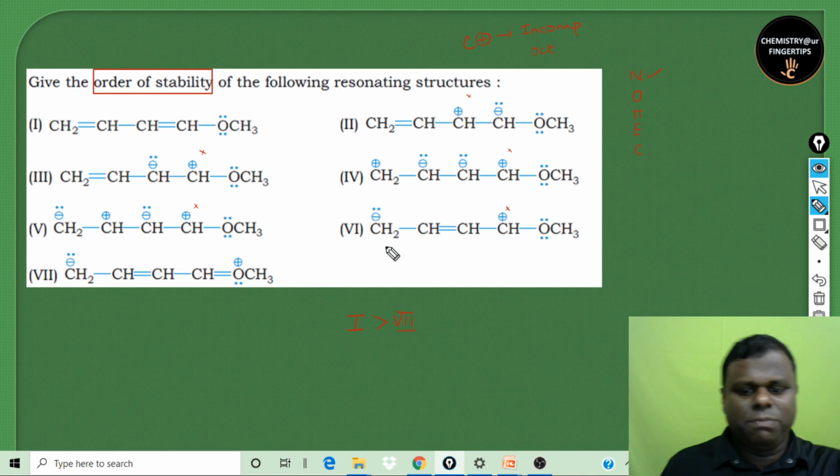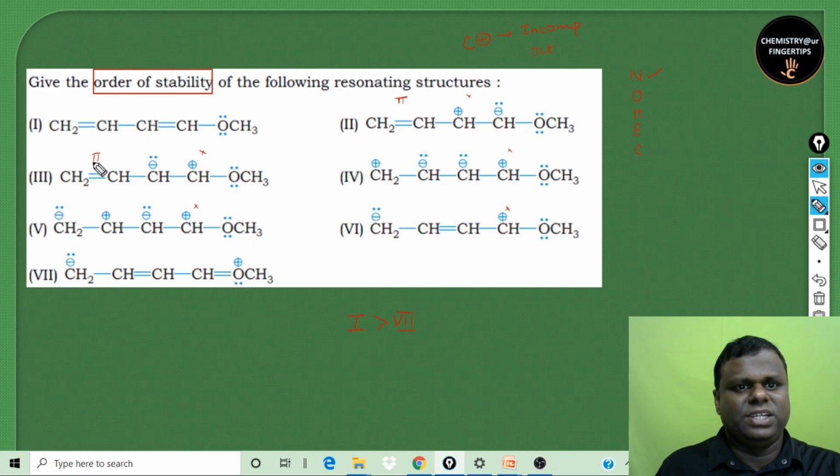Okay, now you have 1 and 7 together. Now let's talk about the remaining part. If you could see here, structures 2, then you have 3, and then you have the sixth one. There is 1 pi bond, 1 pi bond, 1 pi bond, and this is 0 pi bond, 0 pi bond. So definitely you are supposed to select between 2 and 3, right? And then 6, correct? 2, 3, and 6.